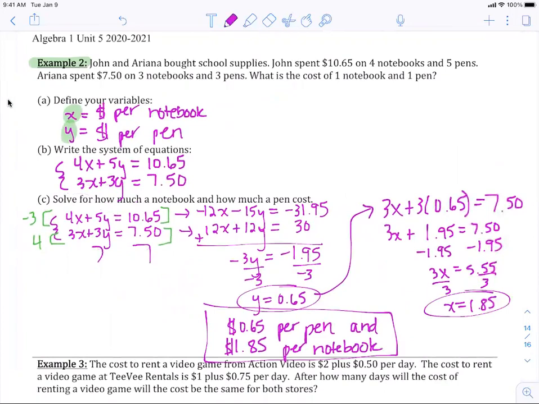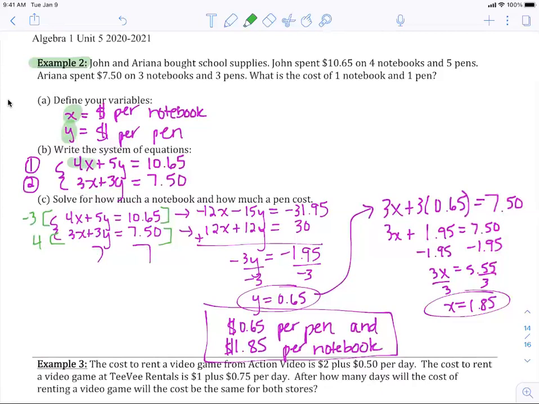Because you have 2 people, you have John and Ariana, you should have written one equation for each of those people. So the first equation on mine, this represents John. It's 4 notebooks, but you don't know how much he spent on them. So that kind of helps you figure out what your variables are going to be.